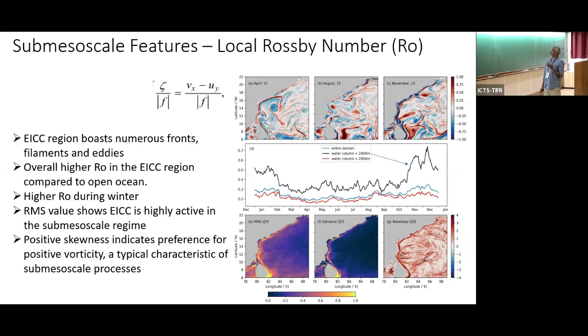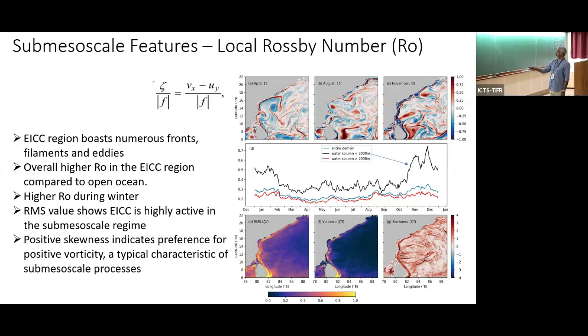Now, to separate the region that is influenced by the East India Coastal Current, the region between the coast and the isobath of 2000 meters is chosen as the region affected by the EICC. There are three curves here: the blue one is for the entire domain, the black curve is for the EICC region, and the other one is for the water column deeper than 2000 meters. Clearly, the Rossby number is much larger for the EICC region compared to the rest of the regions.